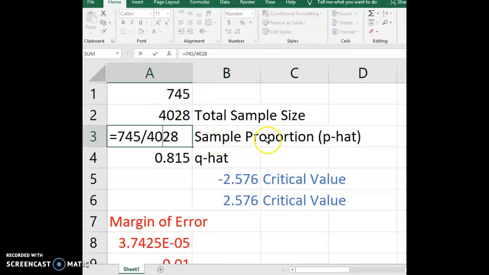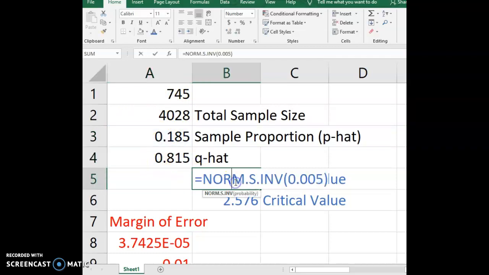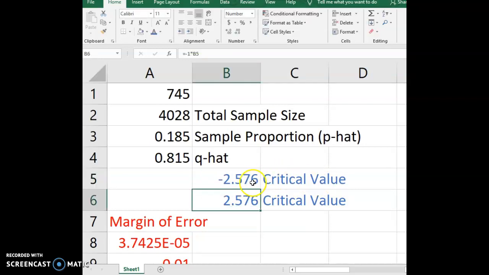Start by finding the sample proportion p hat, the number who oppose divided by the total in our sample. q hat is 1 minus that value. For a 99% confidence interval, we want norm.s.inv. And if there's 99% in between the critical values, there's 1% in the tails. So 0.5% in each tail. So the 0.5% as a decimal gives us our critical value. We'll want to use the positive version of that.